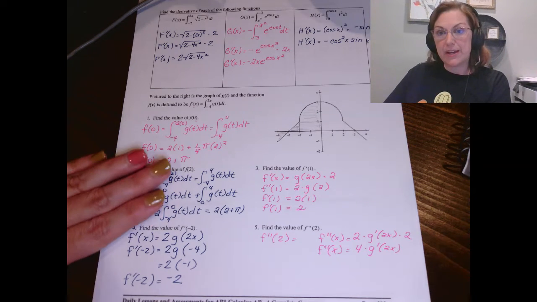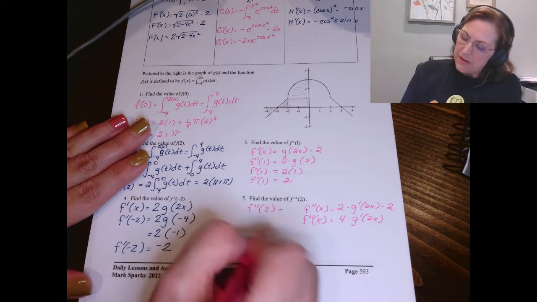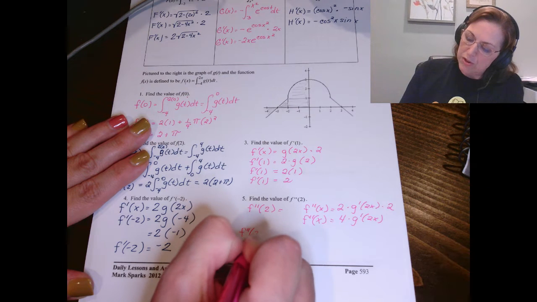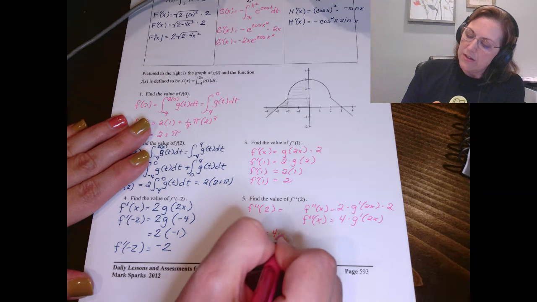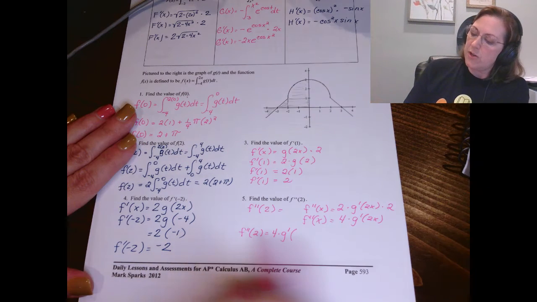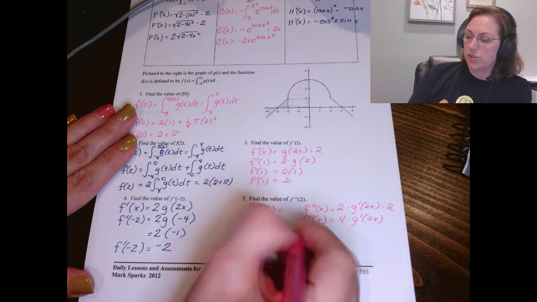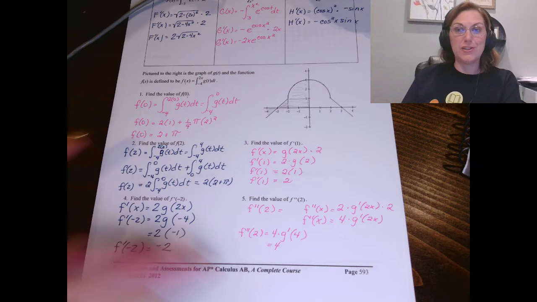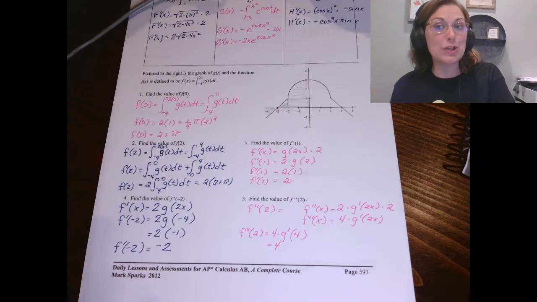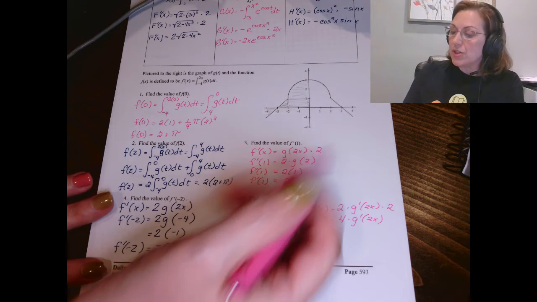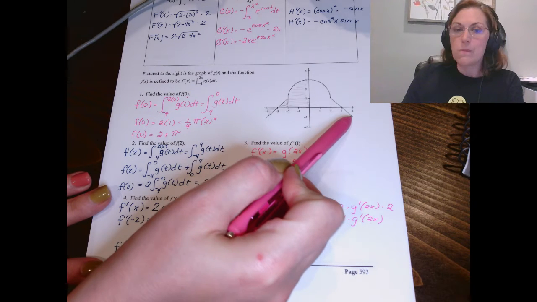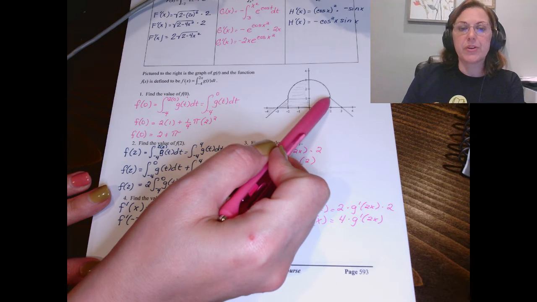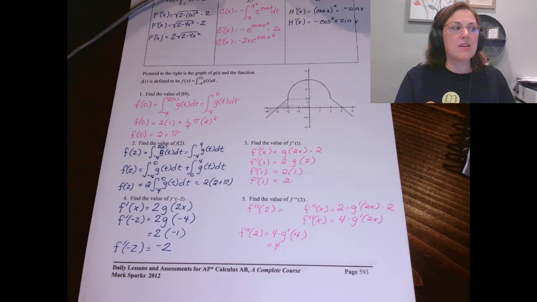Now we can plug in 2 for x. So f double prime of 2 would be 4 times g prime of 2 times 2, which is 4. Now, when you go on this graph, g prime is the slope. So the slope at 4, you're going to look here. You're going to calculate the rise over the run.